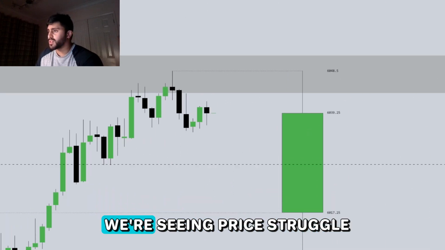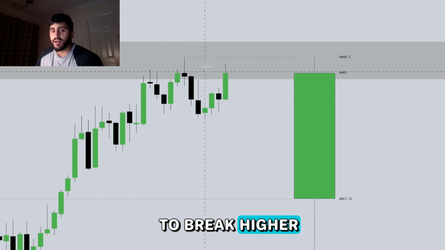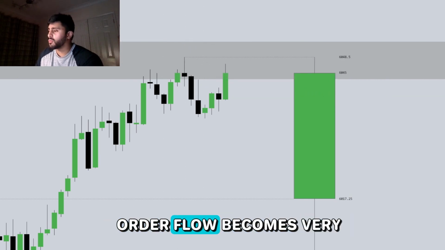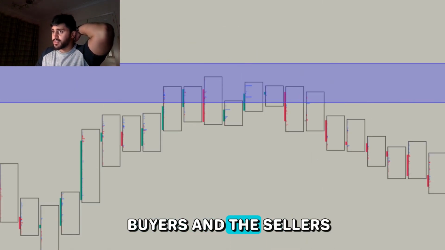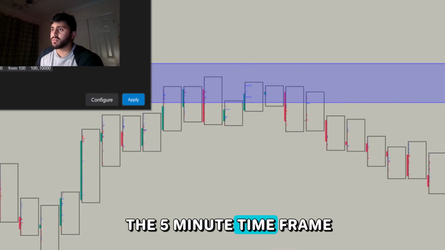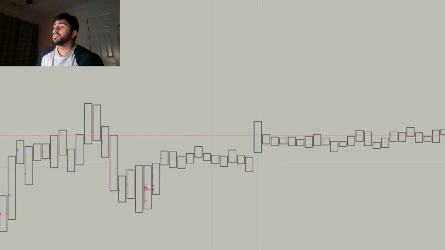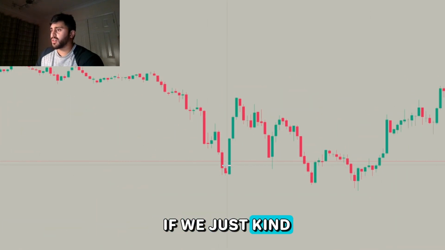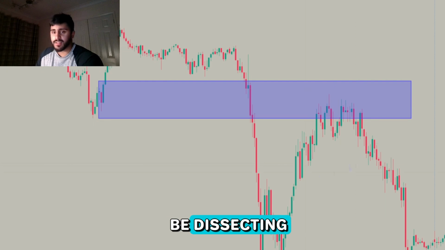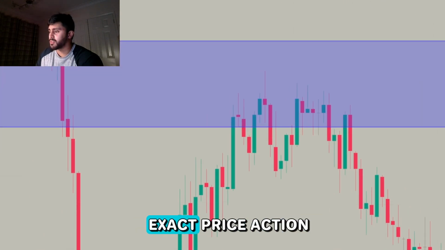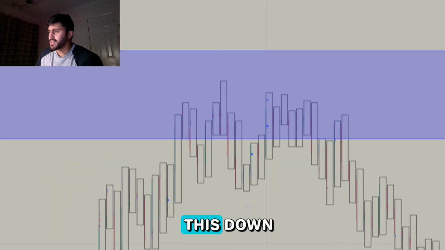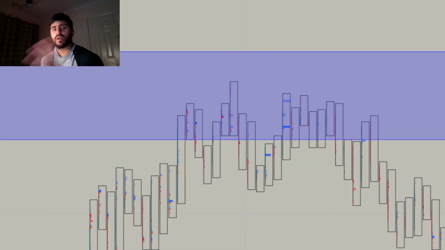So what we're seeing is price struggle to break higher. This is where the order flow becomes very, very handy because we are going to be reading this in terms of the buyers and the sellers. Let's go down to the 5-minute time frame. On the 5-minute time frame, we are going to be dissecting price action in this region. It's very interesting because it's the same exact price action, but when we break this down in terms of the buyers and the sellers, what do we see?